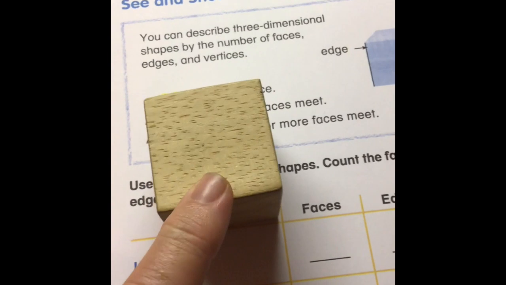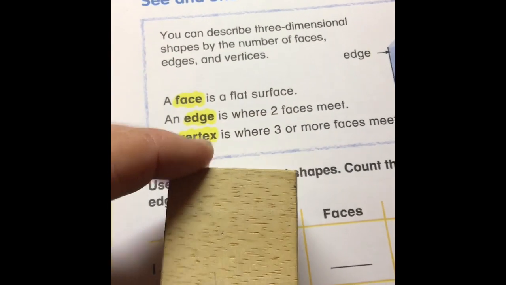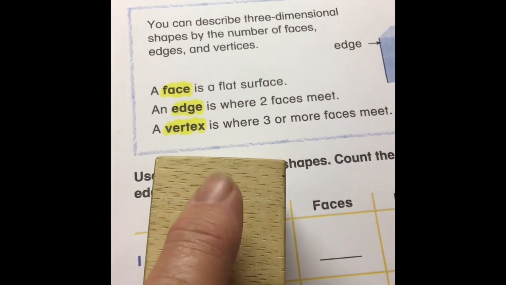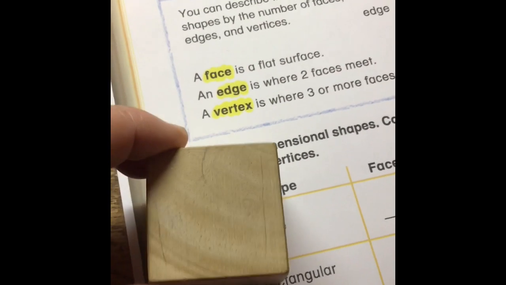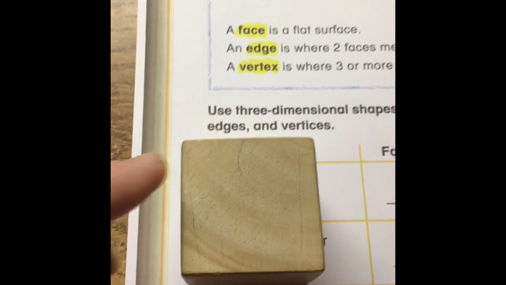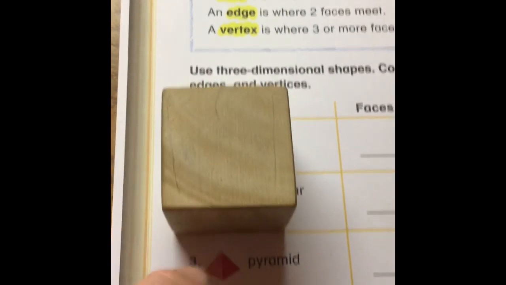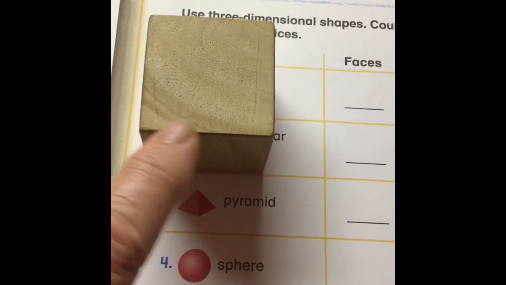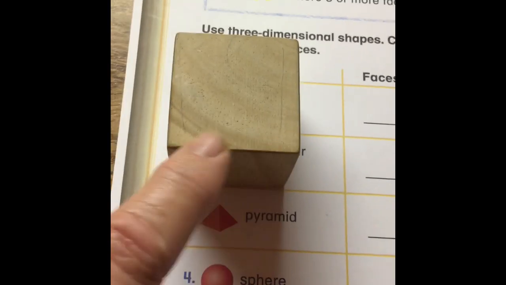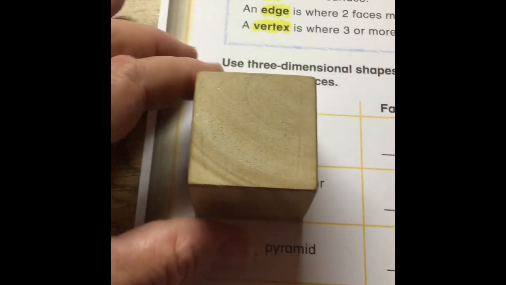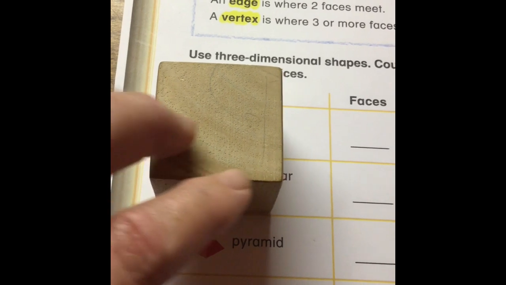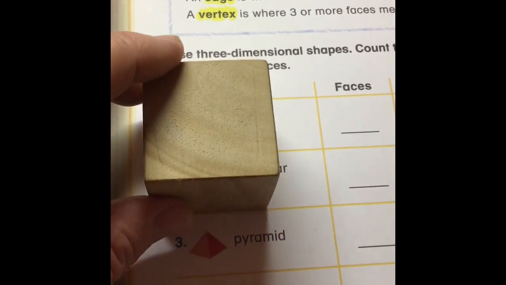We have the cube. The cube has 6 faces. 1, 2, 3, 4, and then 5 and 6 down here. So 6 faces. Now, an edge is where 2 faces meet. So this face and this face right here form this edge. So you can see on the cube that here's 1, 2, 3, 4 edges.